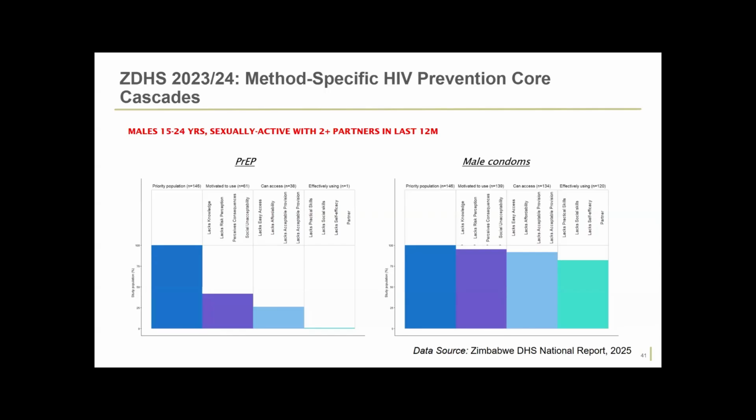With male condoms, you can see that the bars are quite high, showing that people are using condoms more than PrEP as a prevention method. So we are able to compare these bars or graphs using the co-cascades, and we've managed to incorporate them, as I've alluded to. Let's move on.